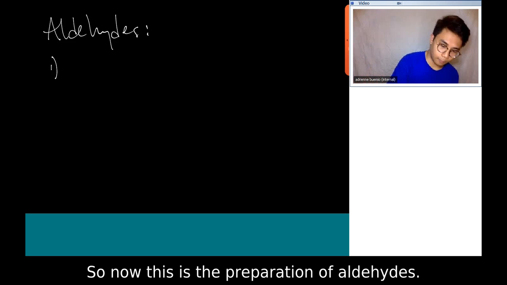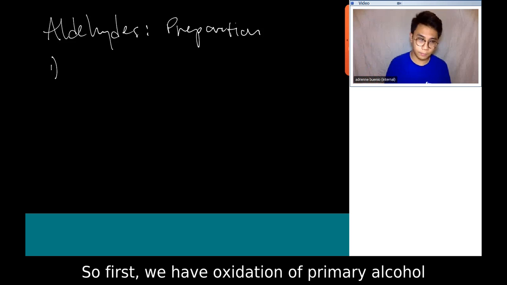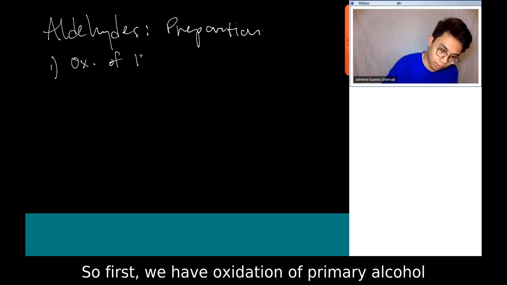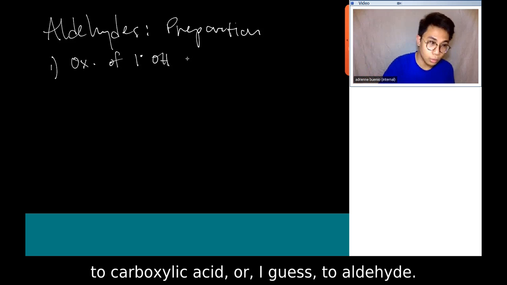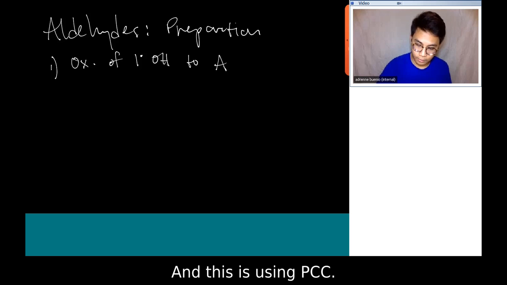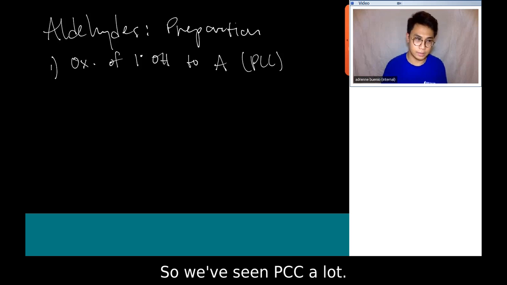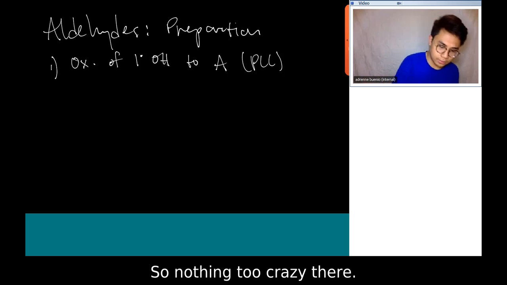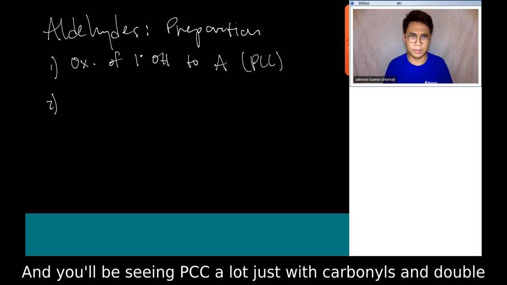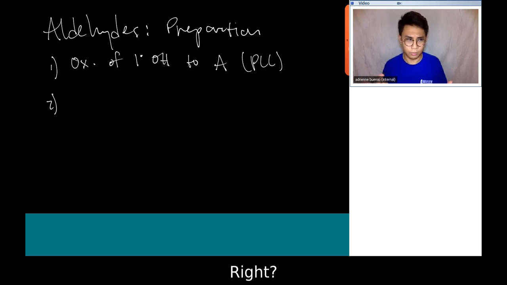Okay, so now this is the preparation of aldehydes. First we have oxidation of primary alcohol to aldehyde, right? And this is using PCC. So we've seen PCC a lot, so nothing too crazy there. And you'll be seeing PCC a lot just with carbonyls and double bonds in general, right?